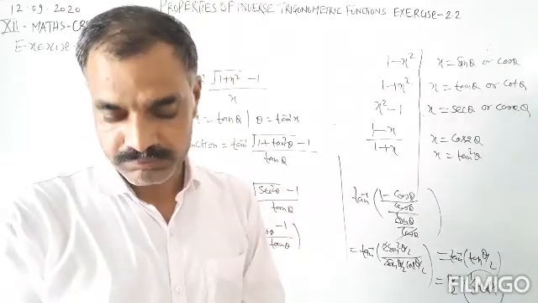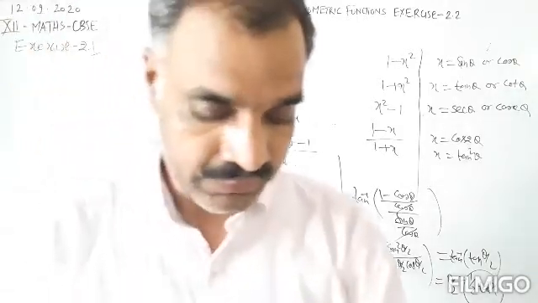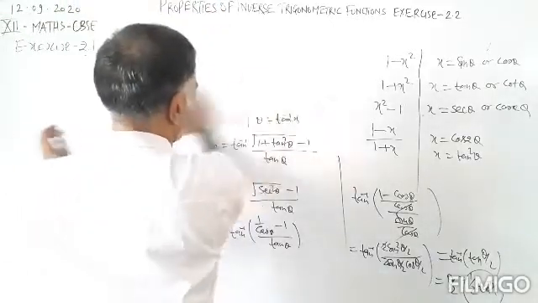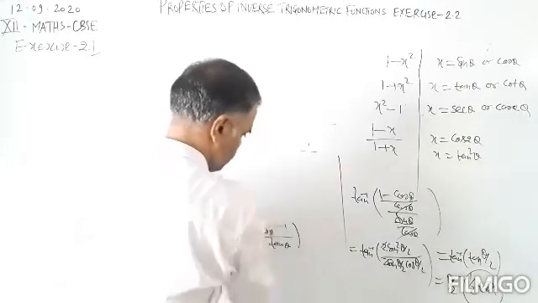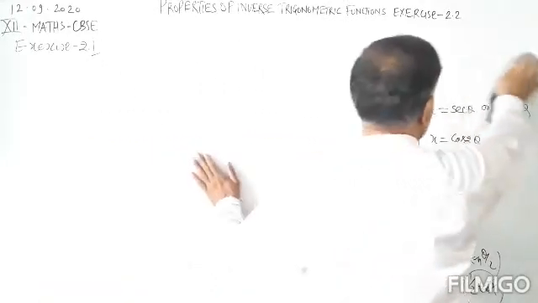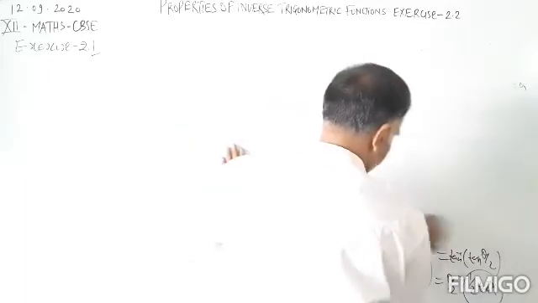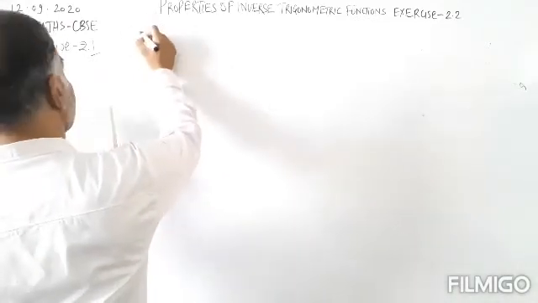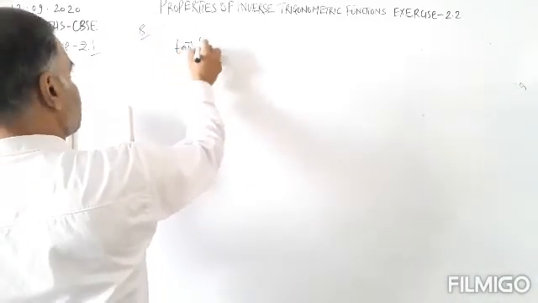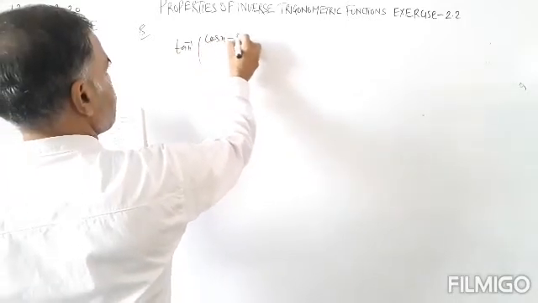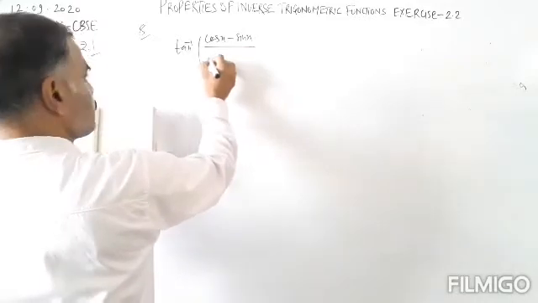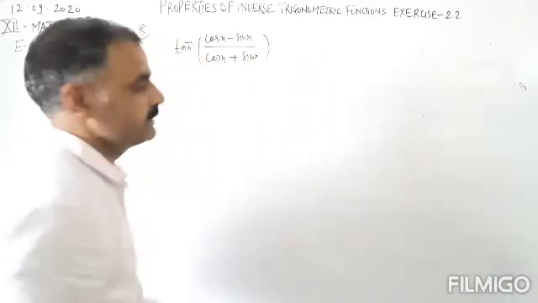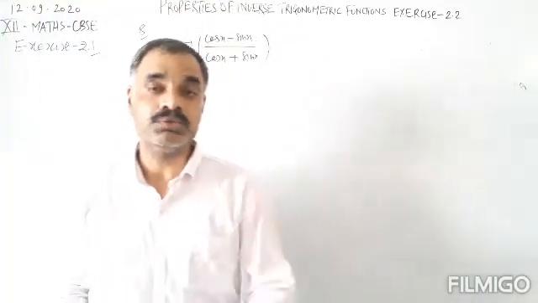We will solve question number 8 of exercise 2.2. Simplify tan inverse of cos x minus sin x upon cos x plus sin x, where x is greater than 0 and less than pi. Okay, we have to simplify this.